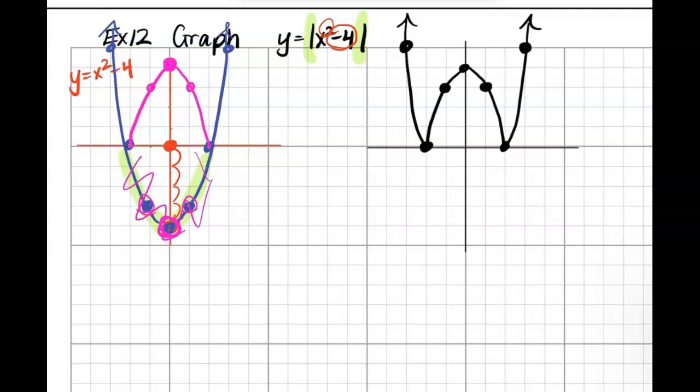We could get this by making a table of values, but I think if you make a table of values, you're not going to quite know how to connect the dots. So that's why I started with just the original inside function first. So that x² - 4, look at its graph, and then adjust any negatives and turn them positive.